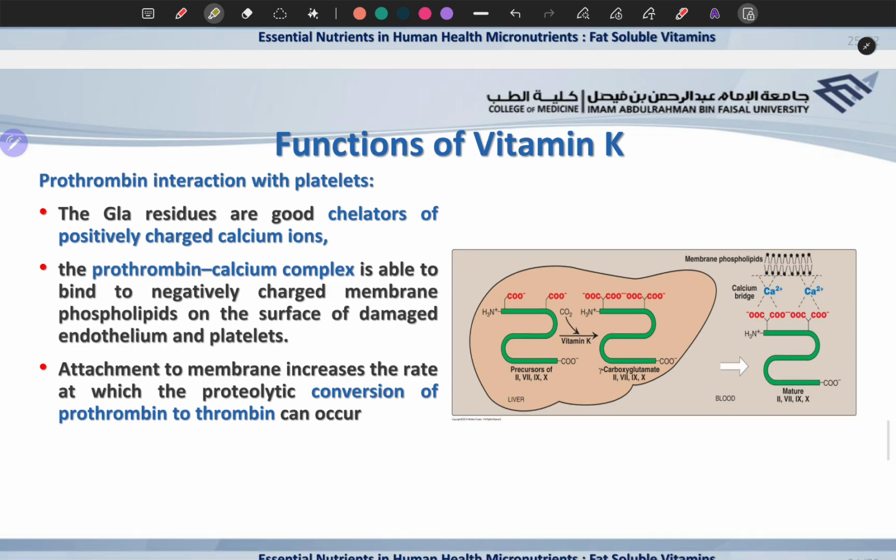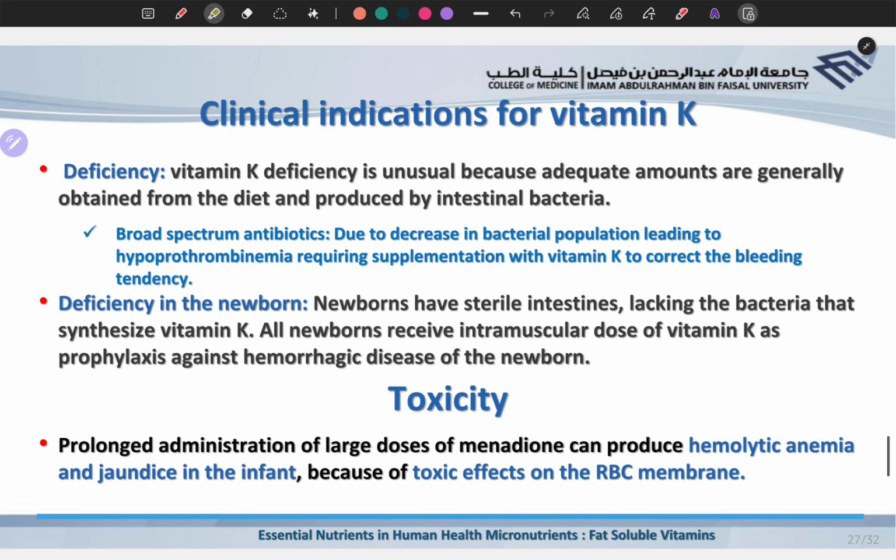Clinical indications. When do you give? Normally, you do not require vitamin K because adequate amounts are present in the diet. Therapeutic doses are not recommended. So deficiency of vitamin K is unusual. Deficiency occurs, as you rightly told, if a person is taking a broad spectrum antibiotic, because the K2 form, menaquinone, is synthesized by the intestinal bacteria, and the broad spectrum antibiotic disturbs the normal bowel flora.